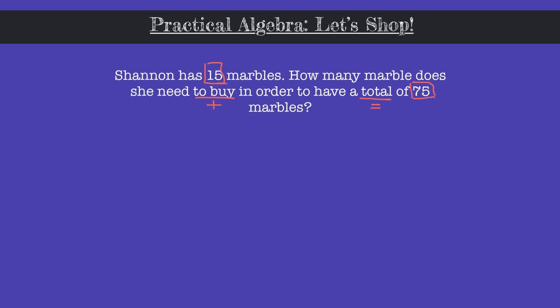So 15 marbles, we know that's how much she has. We know we have to add to that a certain amount of marbles, which was not given in our problem, in order to get a total of 75. Now, most of you probably already know the answer just by looking at this. What number plus 15 is going to give you 75? Well, if you don't know it from looking at the problem, we can definitely do it in an algebraic way using opposite operations.